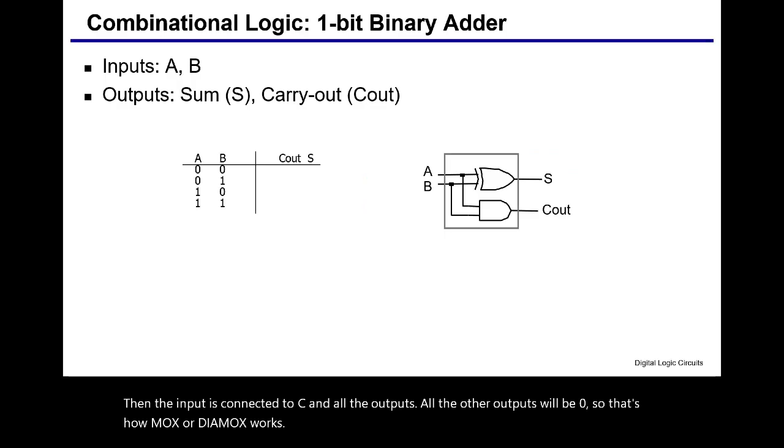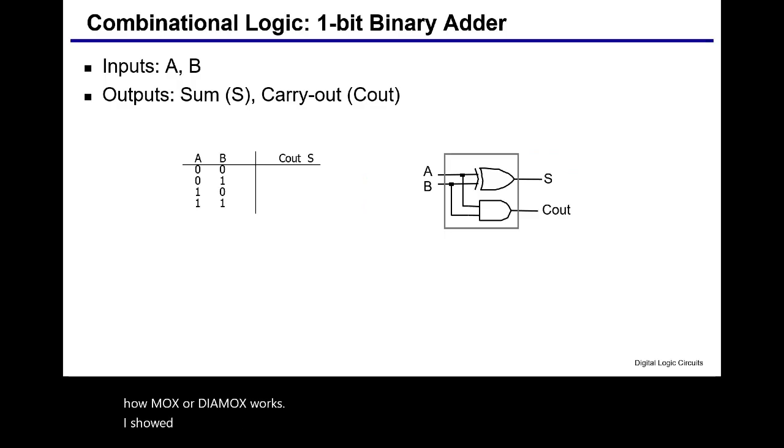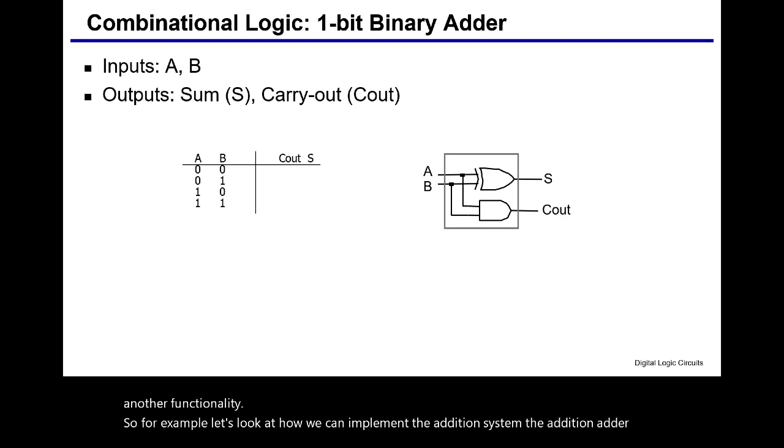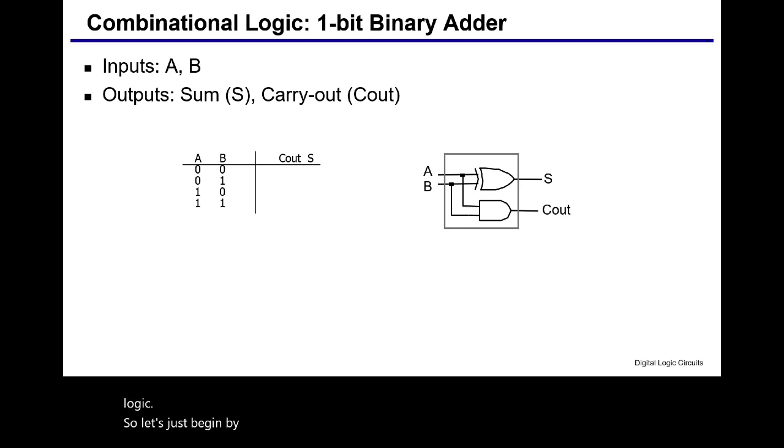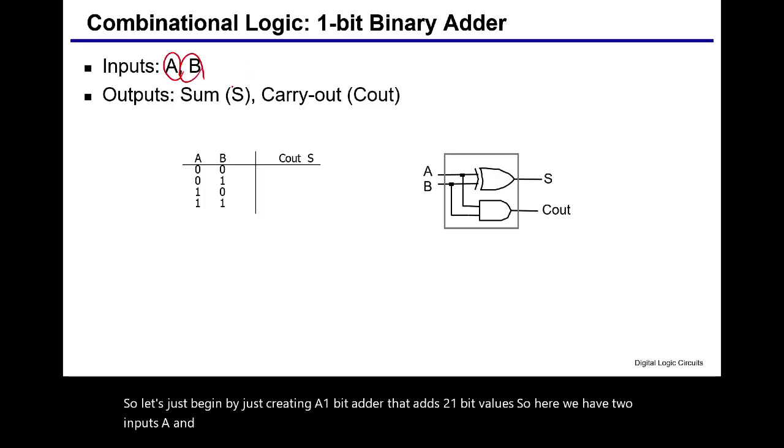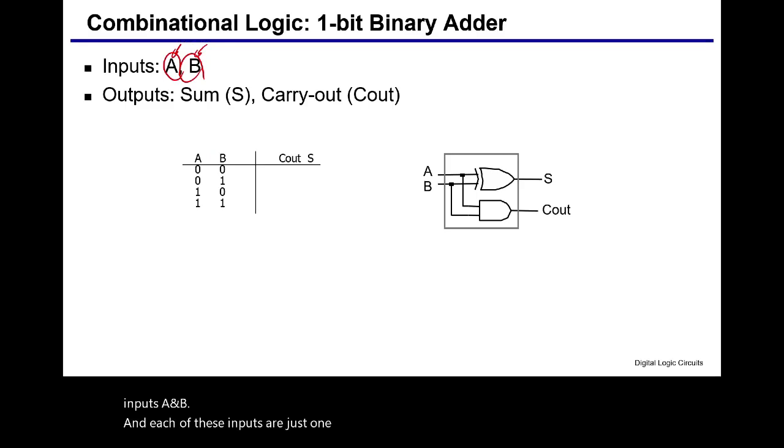Like I showed you using the MUX example, these combinational gates are combined to create other functionality. So for example, let's look at how we can implement the addition system, the adder logic. Let's begin by creating a 1-bit adder that adds two 1-bit values. So here we have two inputs, A and B, and each of these inputs is just 1 bit. So the possible input combinations are 0,0, 0,1, 1,0, 1,1.